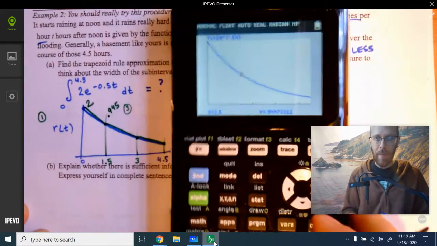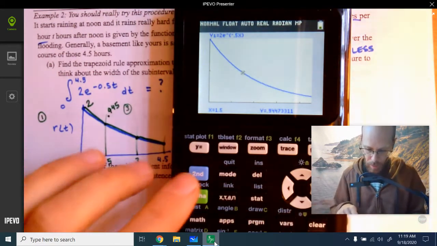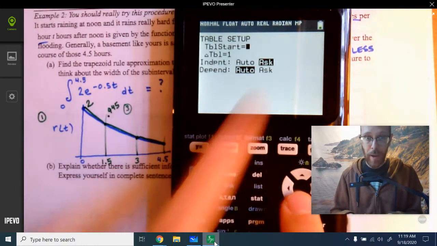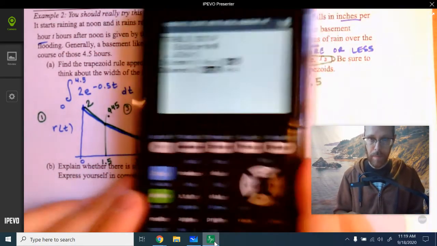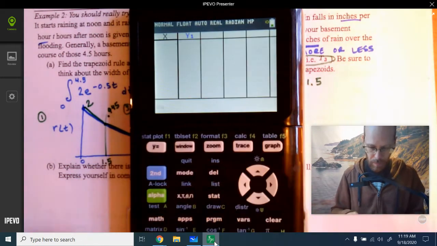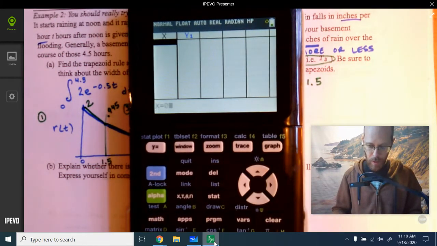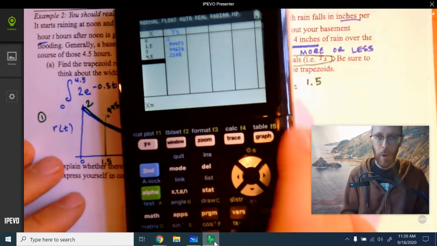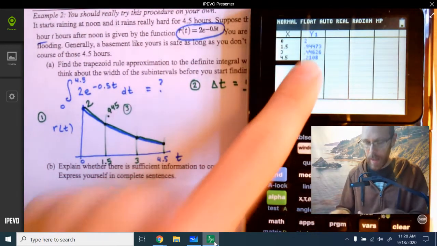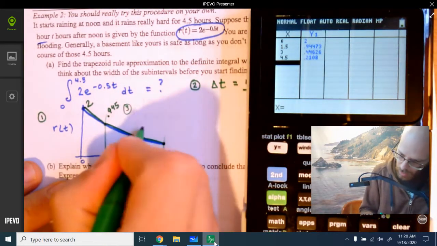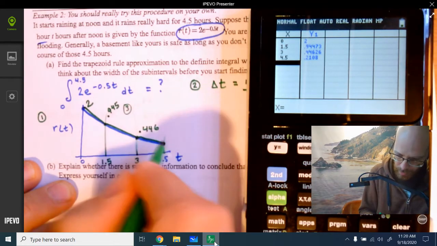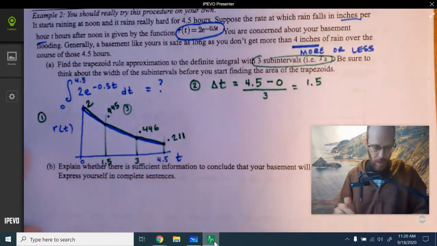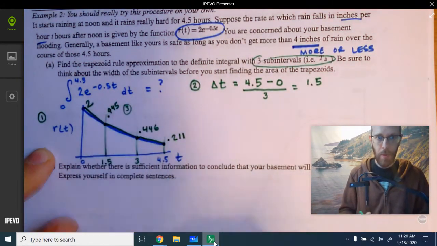The other way that you can get those values would be to go to the table. Now I have mine set to ask right here. Second table set, ask. And once I've got that, I can pretty quickly go in 0, 1.5, 3, and 4.5. This is my preferred method. You'll see the numbers I get are, let's see, 0.446 and 0.211. Okay, so that's step number 3 to get those 4 values.